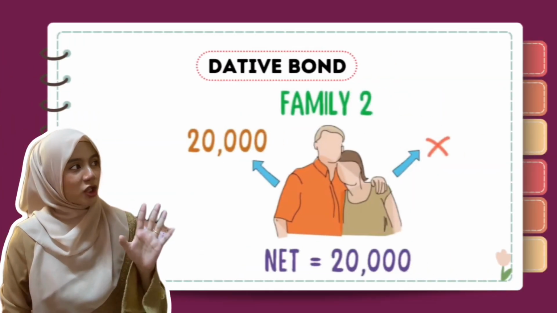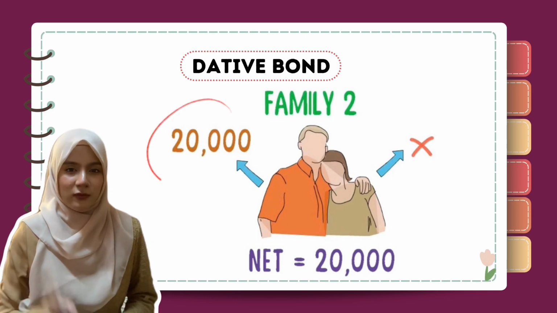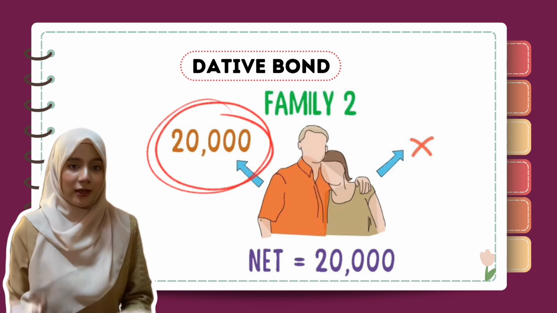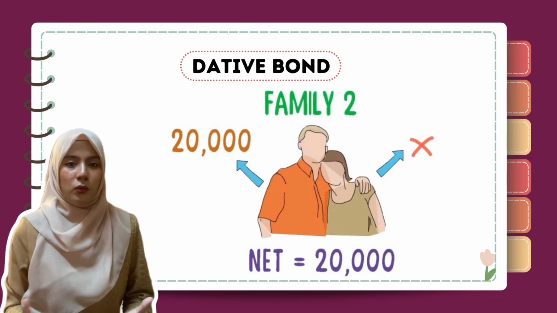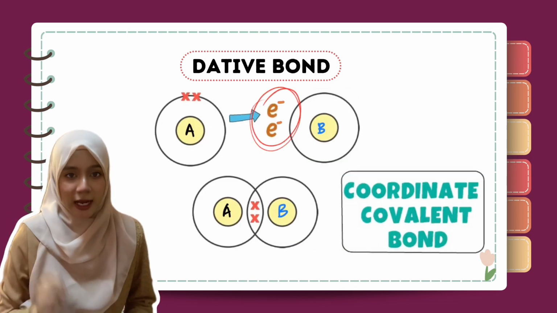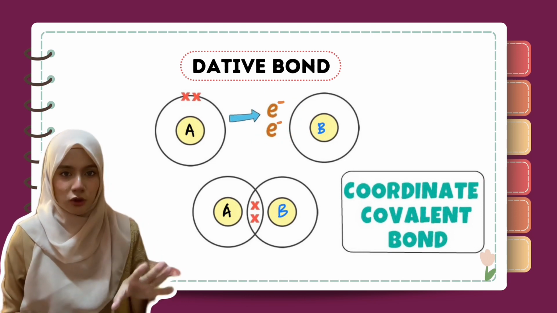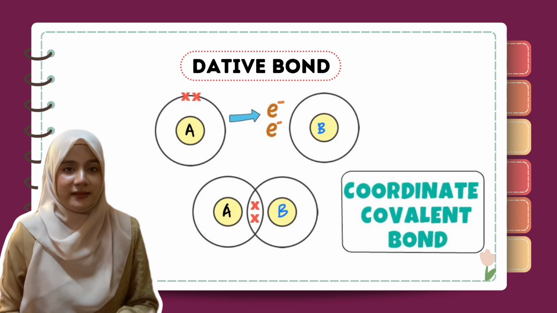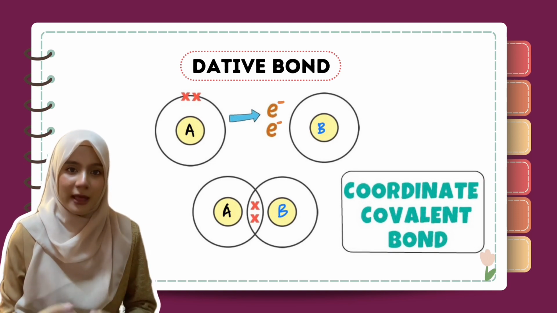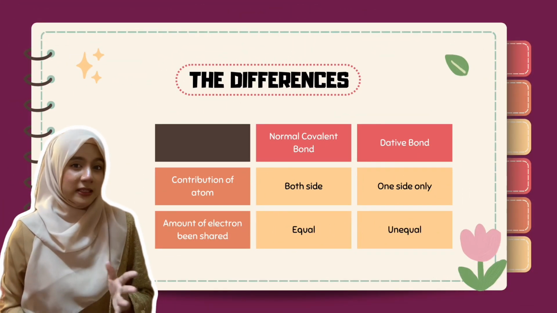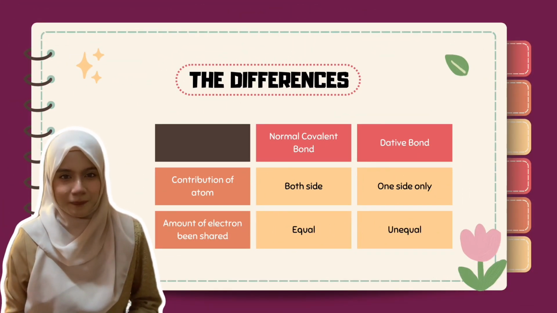Next, the special covalent bond or dative bond only requires one atom to share the electron, not both of the atoms. It means that when atom A shares two electrons, atom B doesn't have to share any electron. Atom B just needs to accept the shared electron by atom A to achieve its stability. Can you see the differences now? Let's proceed with the example.